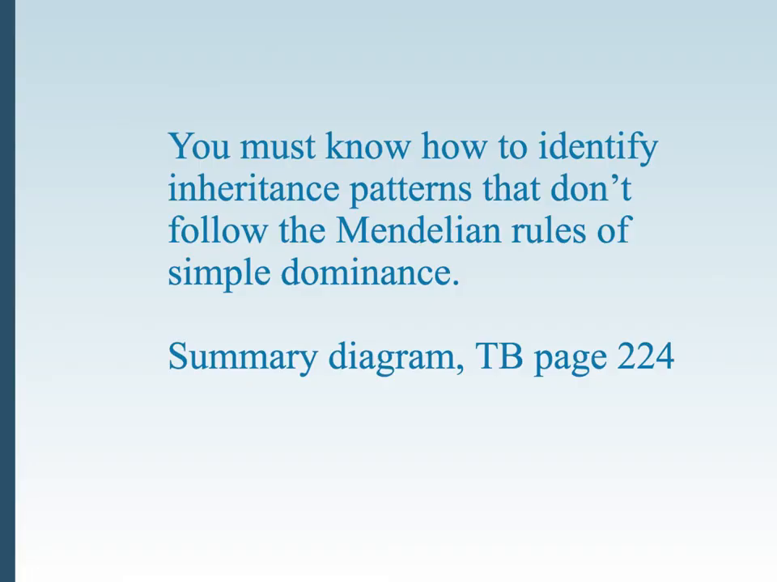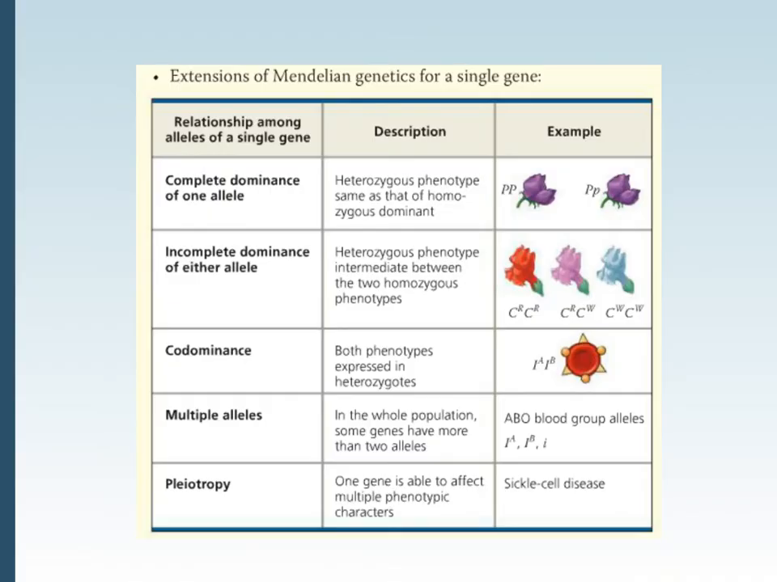You need to know how to identify things that don't follow Mendelian rules of dominance. The diagram I'm using for this one is a summary diagram at the end of the chapter text, page 224. And so this is right here.